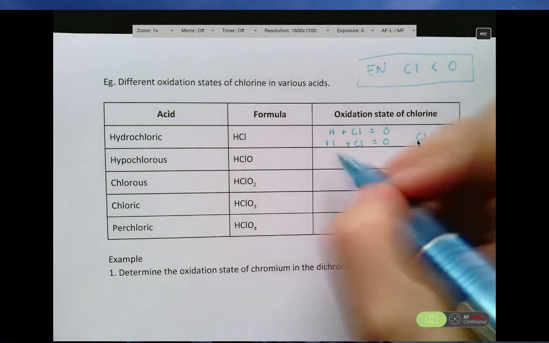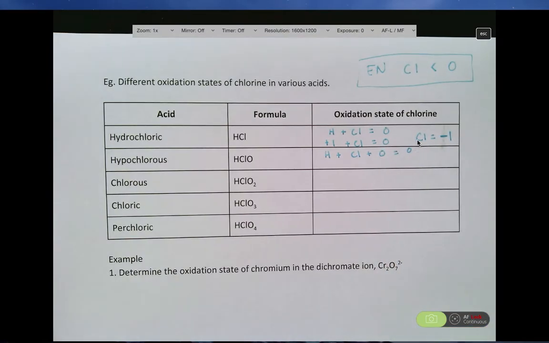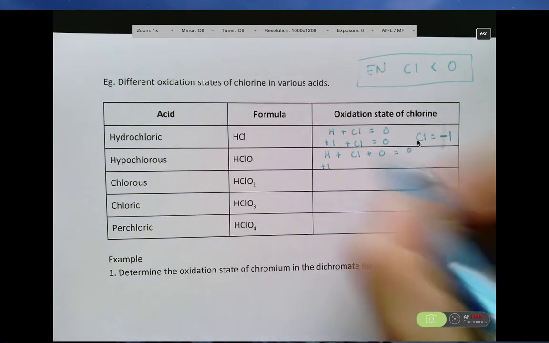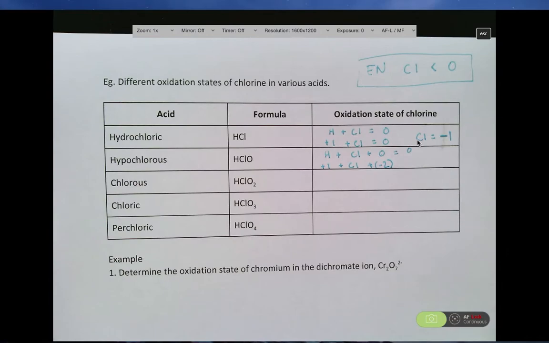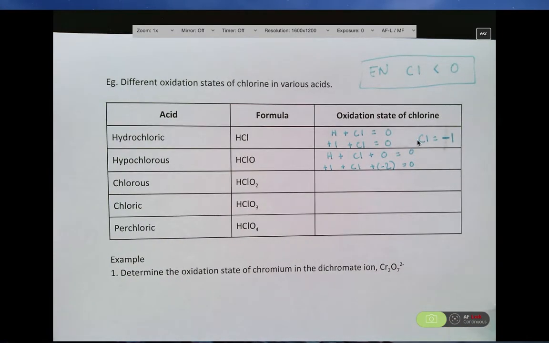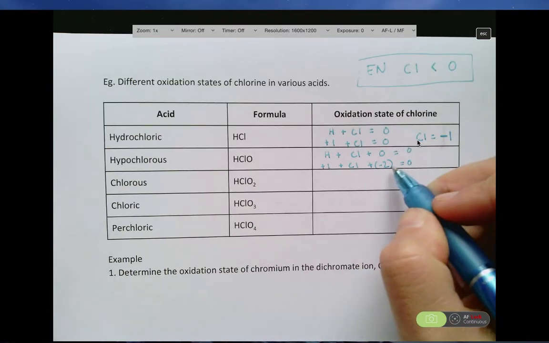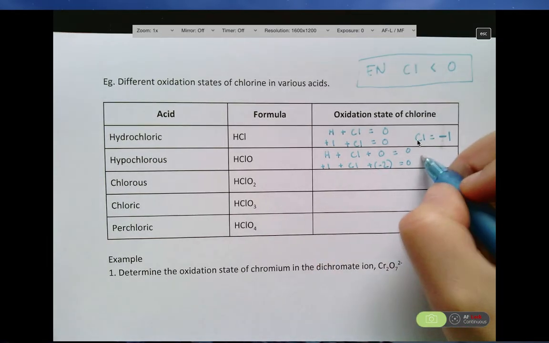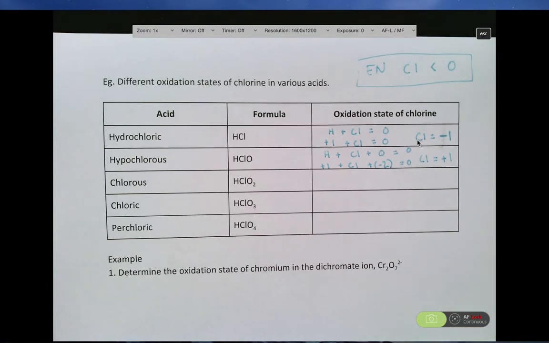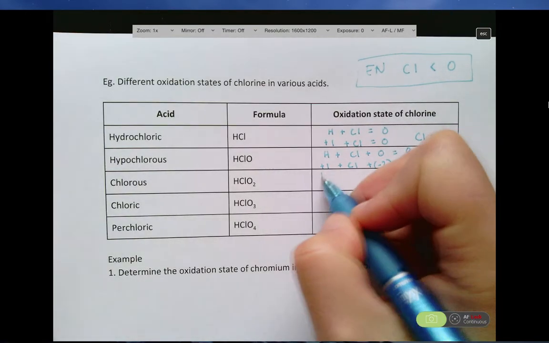If we keep going, then we have hydrogen plus chlorine plus 1 oxygen is equal to 0. Well, we know hydrogen has a fixed +1 oxidation state, plus chlorine plus a -2 oxidation state for oxygen is equal to 0. In this particular instance, this will be -2, bring that over, that'll be +2. Bring the +1 over, that'll be -1. So chlorine is equal to +1. So that is actually the case. Notice that the chlorine oxidation state has changed from one acid to the other.